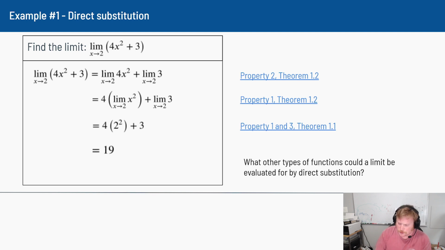What other types of functions can you think of that could be evaluated by direct substitution? Pause and think for a moment. So some other basic limits of some function families, I've linked a video below. All of the function families that you talked about in Algebra 2 and pre-calculus, all of those functions that are continuous or have known domains, and that's a word we're going to talk about later in this lesson, those limits can usually be evaluated by just direct substitution.